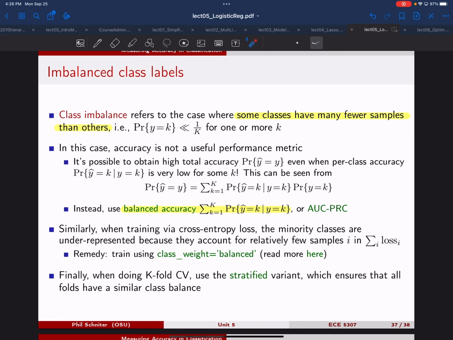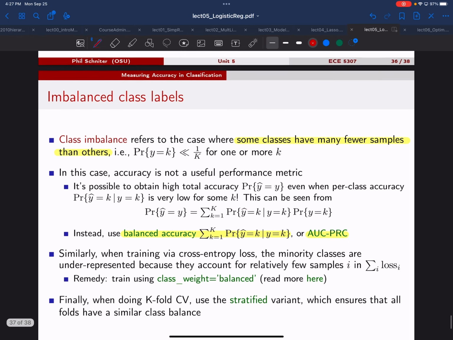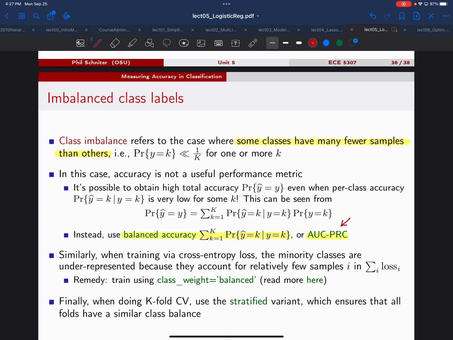Okay, so this is one thing you can do that might give you a more reasonable metric for this imbalanced case. Another thing you can do is look at metrics like the area under the curve of the precision recall curve. So instead of the receiver operating characteristics, which is TPR versus FPR, this is precision versus recall, but it has a similar shape.